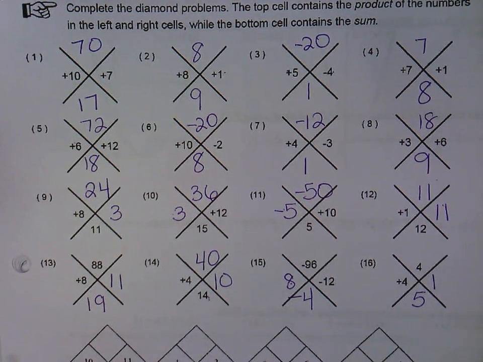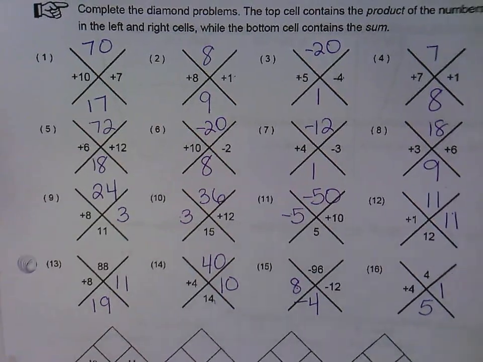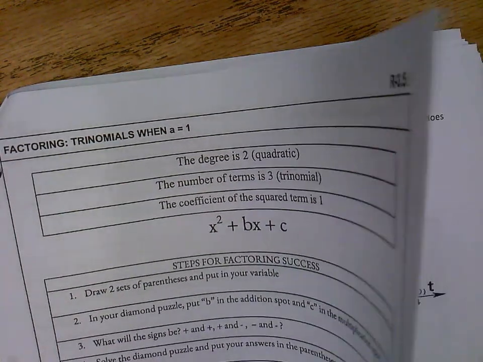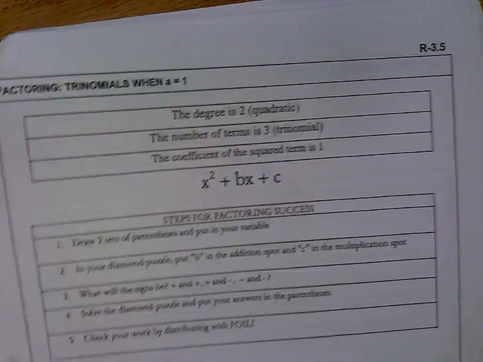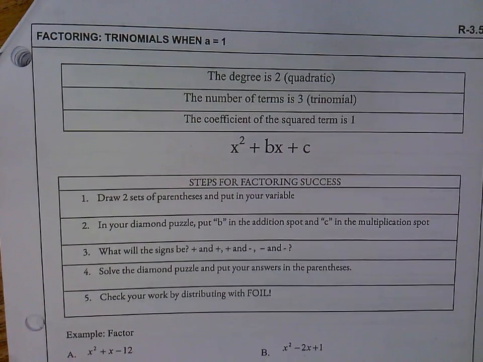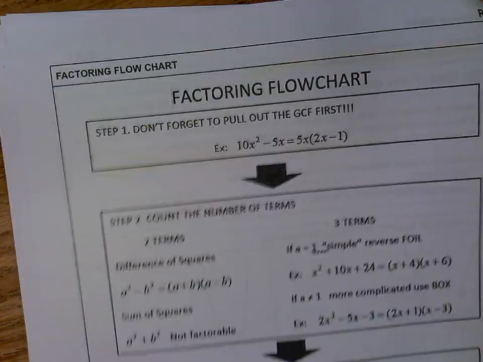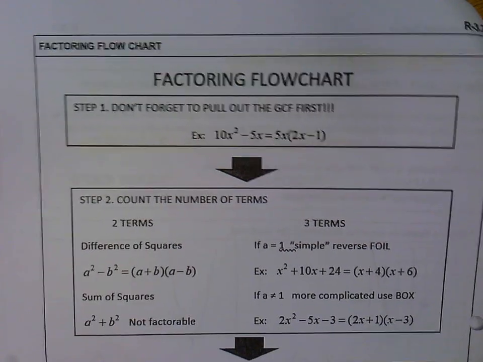If you can do a diamond puzzle, you can do the next step of factoring, which you're going to learn right now. So turn to your resource page, R3-5 at the front, and I'm going to show you how to factor a trinomial. So we're only doing this next piece today. And remember, you don't have to flip, but I'll put it up here. But your factoring flow chart is on page 3.2.